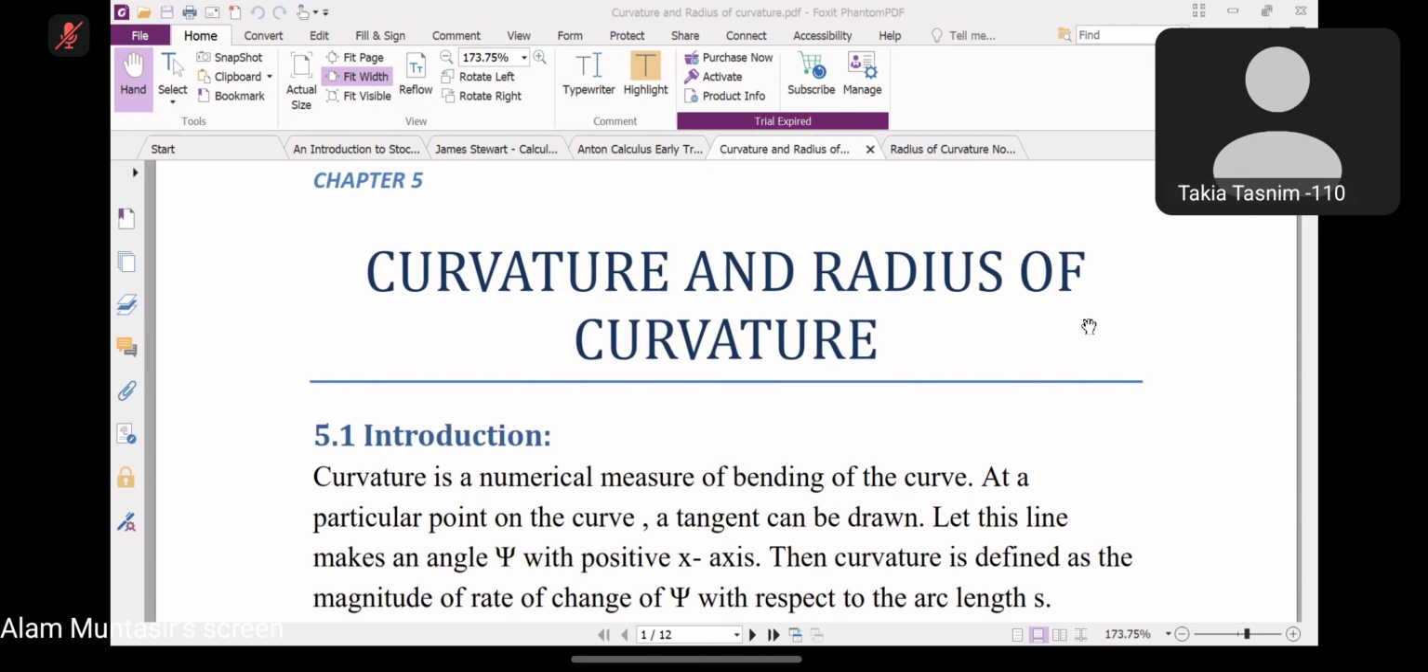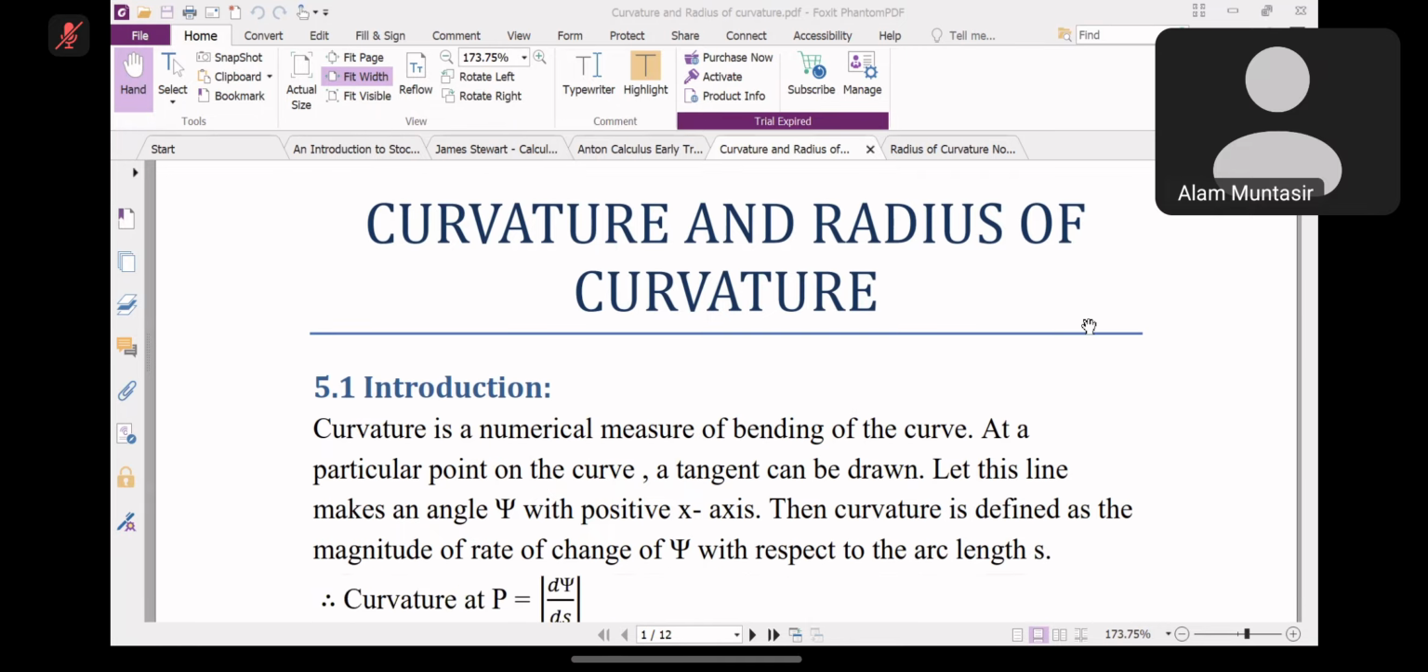Yes, sir. All right, so this is going to be the new chapter for today's class, curvature and radius of curvature. I have already shared the two required files for this chapter in your Google Classroom so that you can download it from there and follow the class. The first thing from this chapter is curvature, and then we'll study what is radius of curvature.